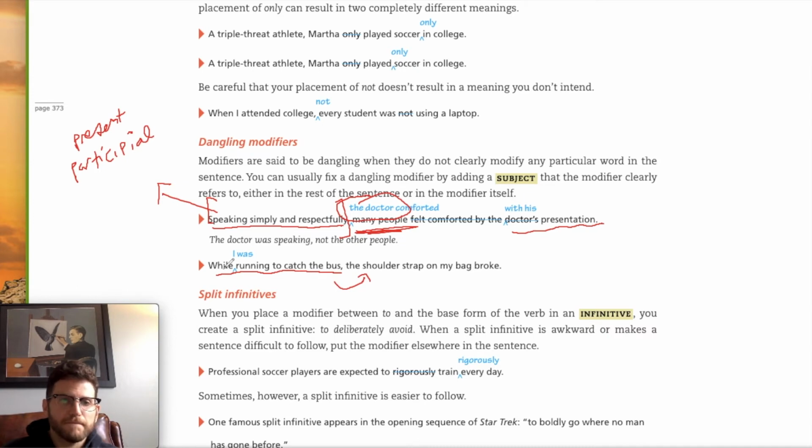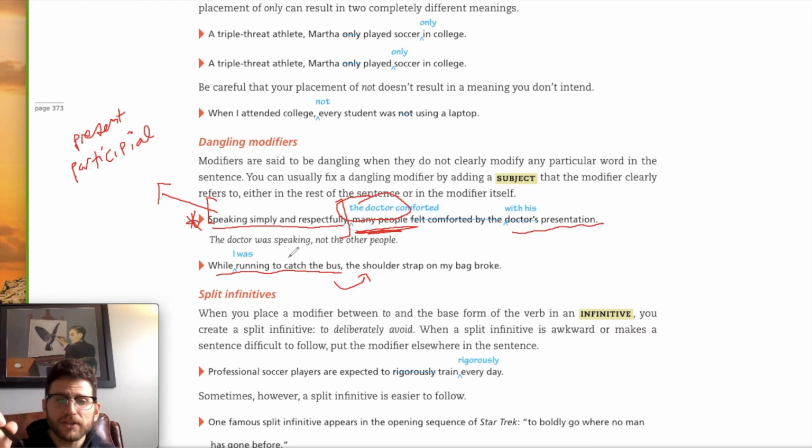We could say, if we want to try and solve it like we did in the first sentence, while running to catch the bus, I noticed the shoulder strap on my bag broke. Okay, that works, because now we have "while running to catch the bus, I noticed." I is the one who's doing the running. Makes grammatical sense. The modifier is no longer dangling. It's no longer reaching for its appropriate noun. It's right there, coming right after it.